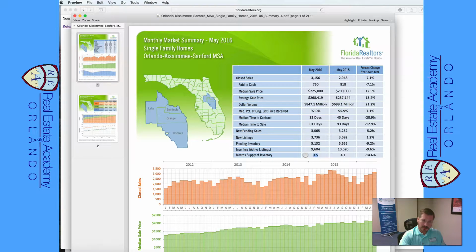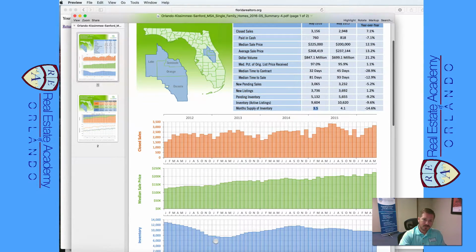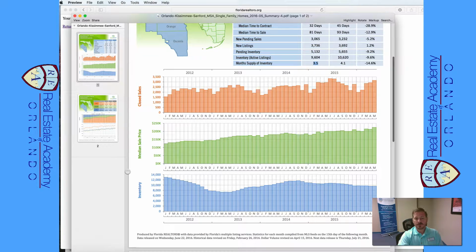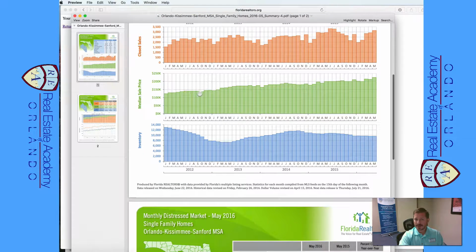Now, we could take a look a little bit further down, and we've got a couple of charts here. Closed sales, we can see year over year what's happened since January 2012 through May of 2016. So Florida is a cyclical market. Real estate is always running in cycles, but Florida is more seasonal than other places. So we do see these rises and falls throughout the year for the sale prices. Pretty steady pattern there.